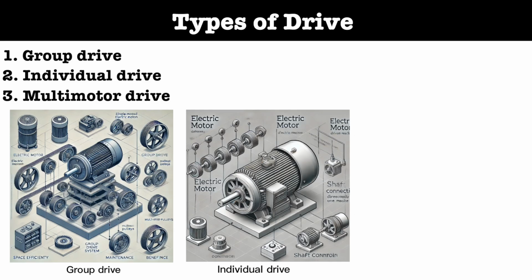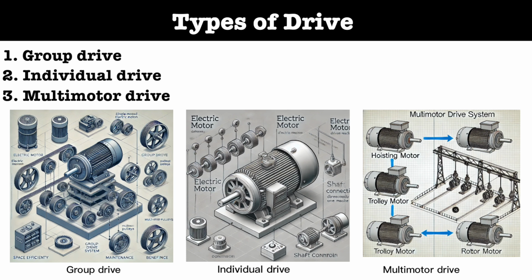The third one is the multi-motor drive. If in a system a separate motor is provided for driving the separate mechanism, the system is called multi-motor drive. Such a drive finds its application in travelling cranes, rolling mills, complicated tools, etc. Such a system facilitates automatic control for each operation, increasing the overall productivity, and it ensures optimum running conditions of various mechanisms.